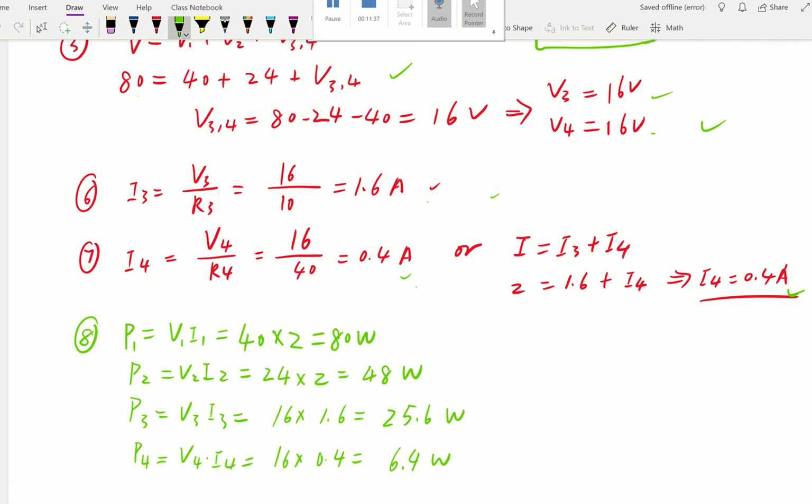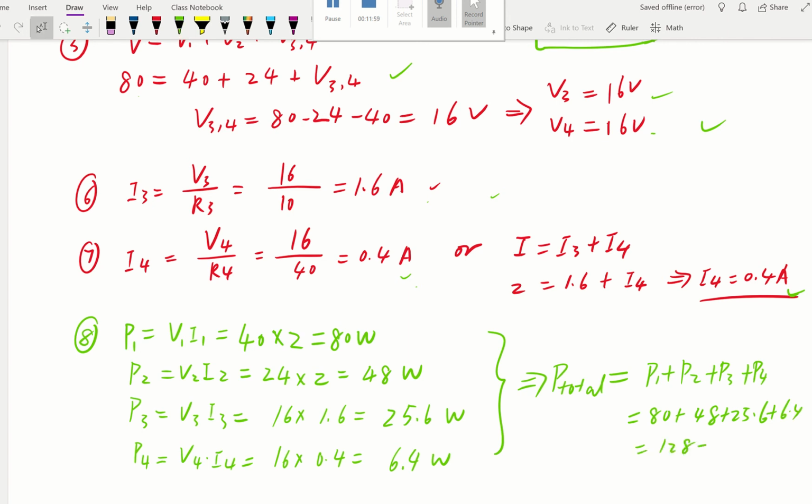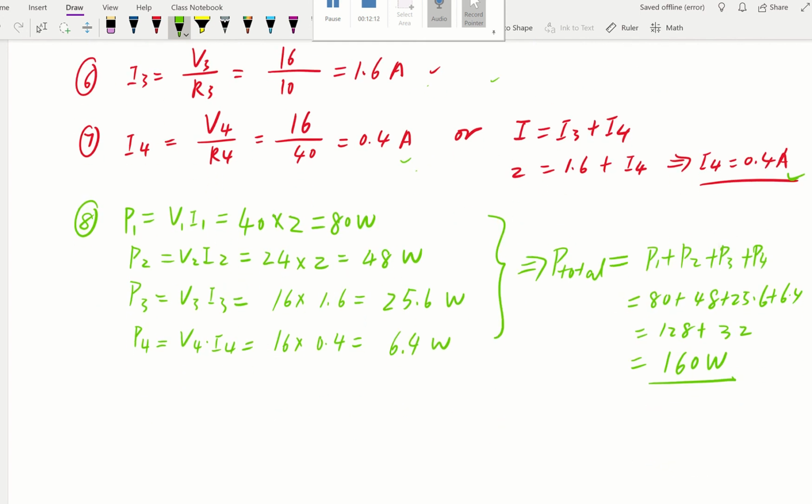Okay. Then if you want to find out the total power, we can add them together because those are the four things together: P1 plus P2 plus P3 plus P4. When we add them together, let's see what we have. It's 128, then this is going to give us 32. Then we'll have 160 watts. Okay, that's one way to figure out the total.